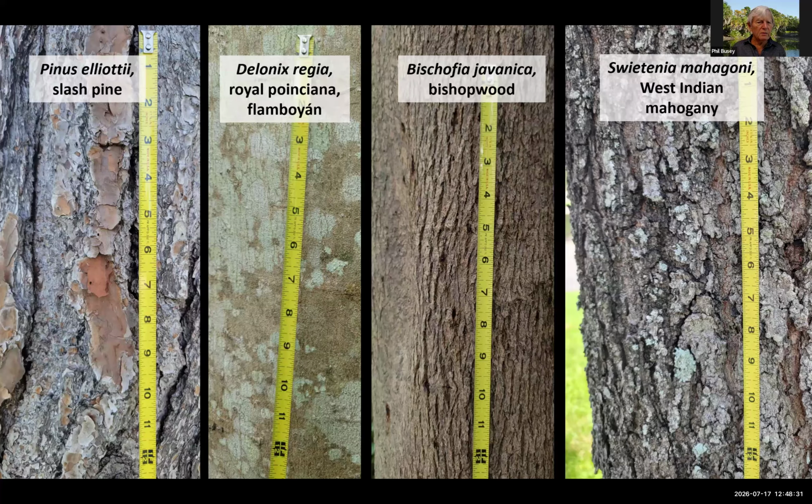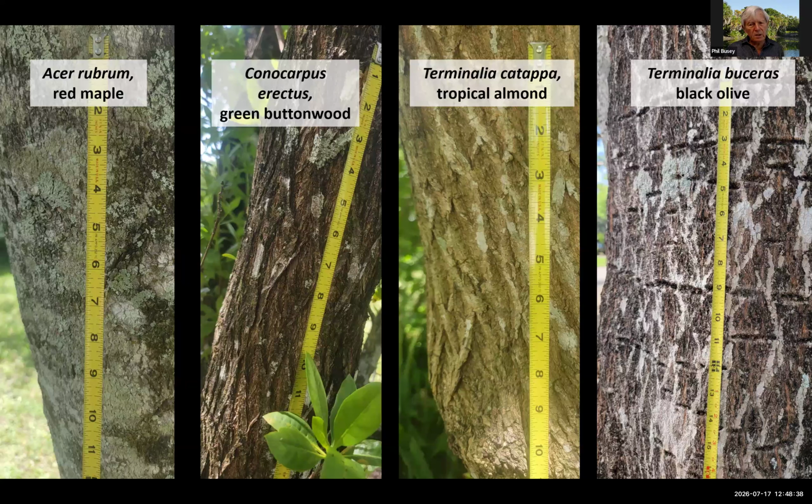Here are some others. I'll come back to Conocarpus erectus in a moment because it's an interesting example. Notice that the Terminalia catappa, tropical almond, the ridges are flat-topped, and I've seen that on several specimens. Terminalia buceras, black olive, most of the specimens that you'll see, the trunk will have horizontal rows of holes. I'm assuming this is perhaps caused by a woodpecker or some other pecking bird. Very common. Most of the trees have this, and most of the other trees don't.